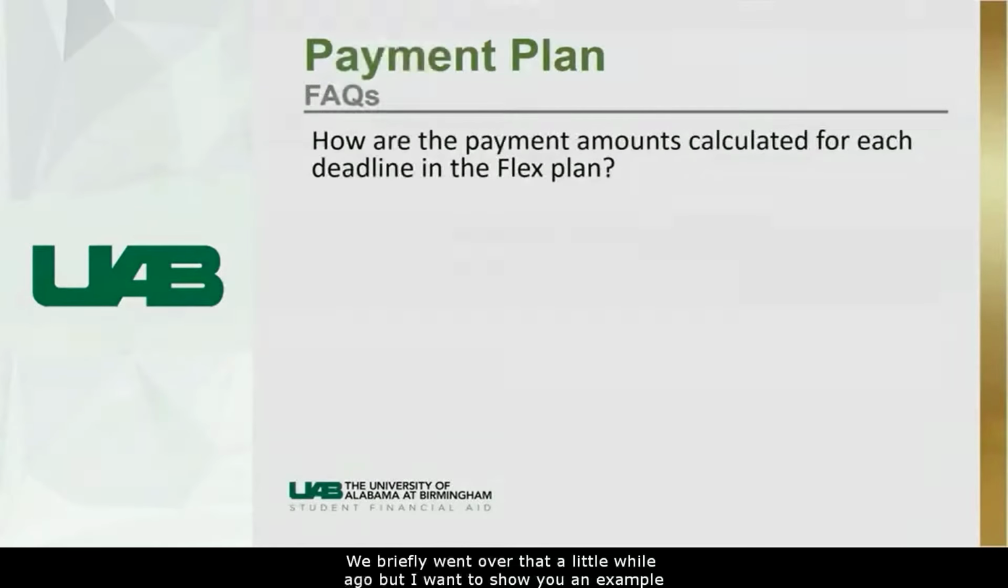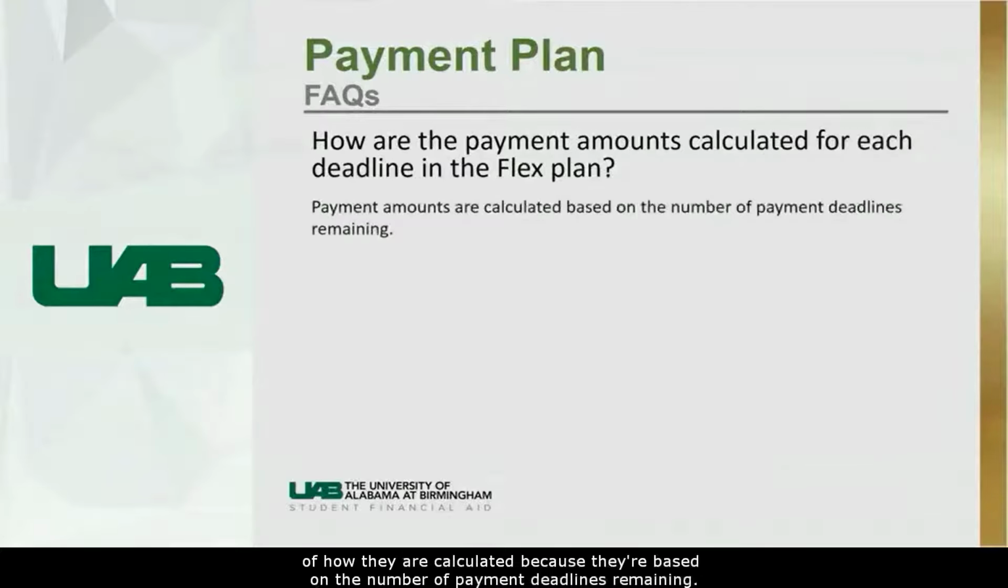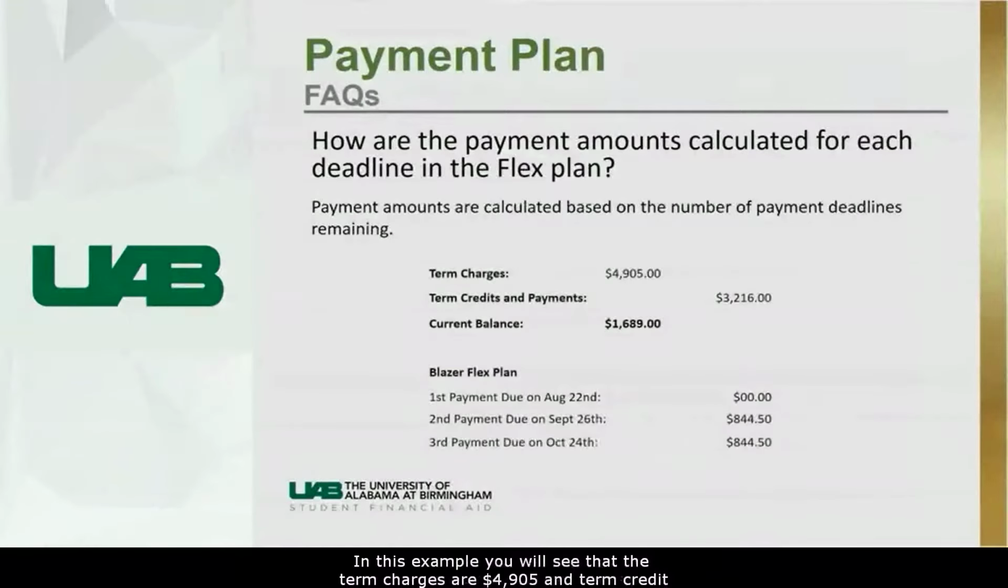Another frequently asked question is, how are the payment amounts calculated for each deadline in the Flex Plan? We briefly went over that a while ago, but I wanted to show you an example of how they are calculated because they're based on the number of payment deadlines remaining. In this example, you will see that the term charges are $4,905, and term credits or payments toward the account is $3,216. And that could be in the form of financial aid, a scholarship, or if a check was written or a debit card payment was made.